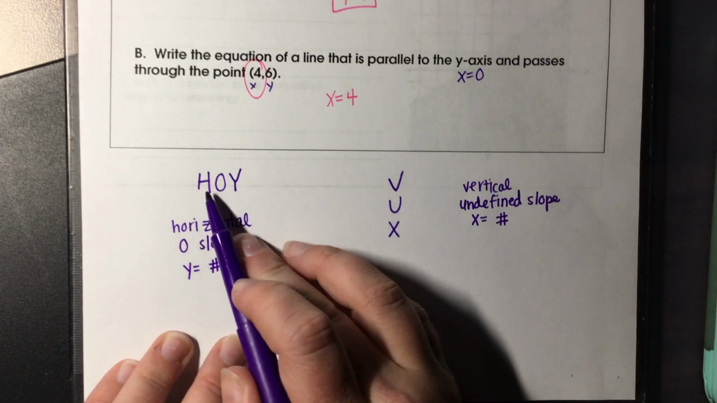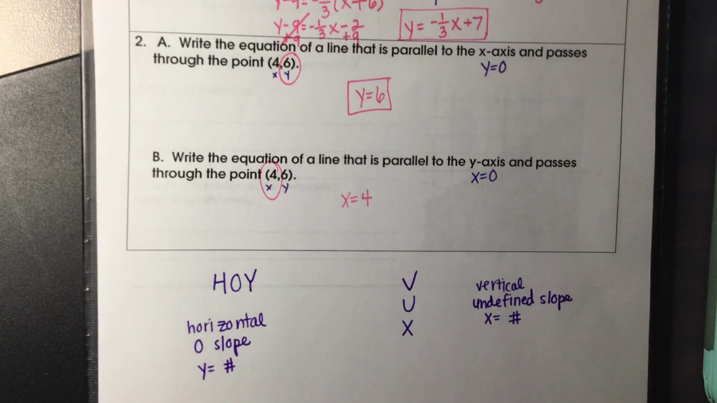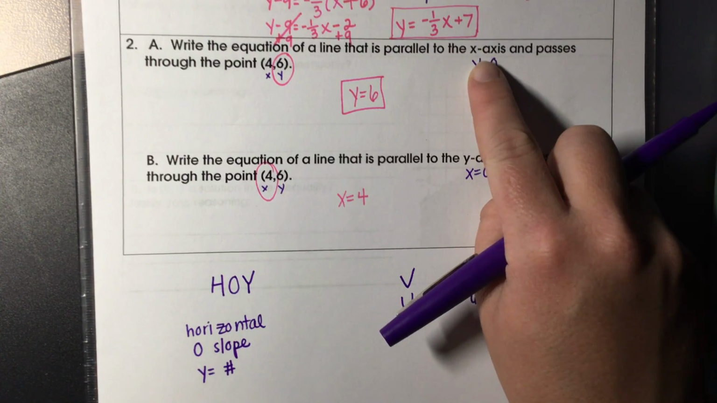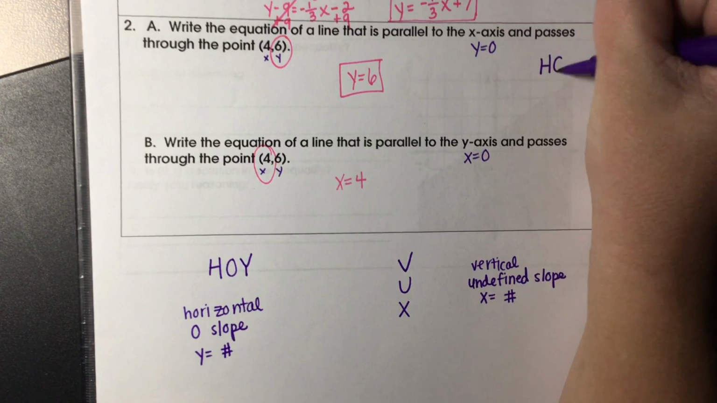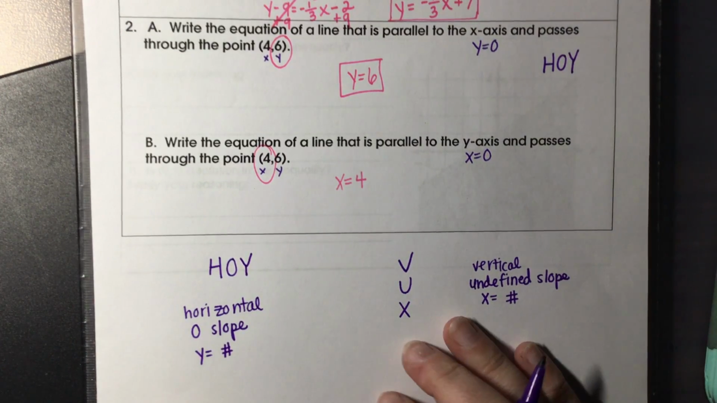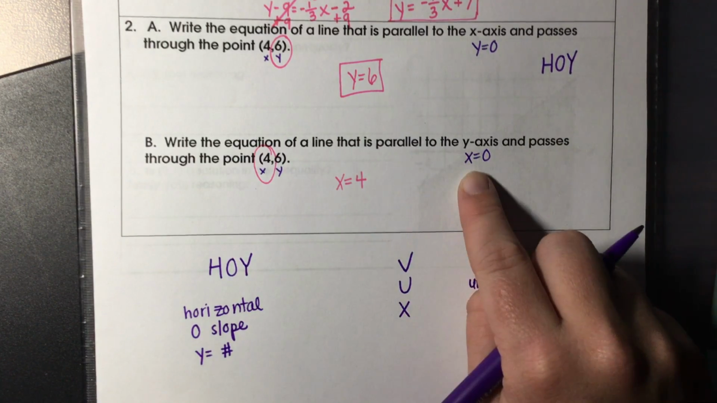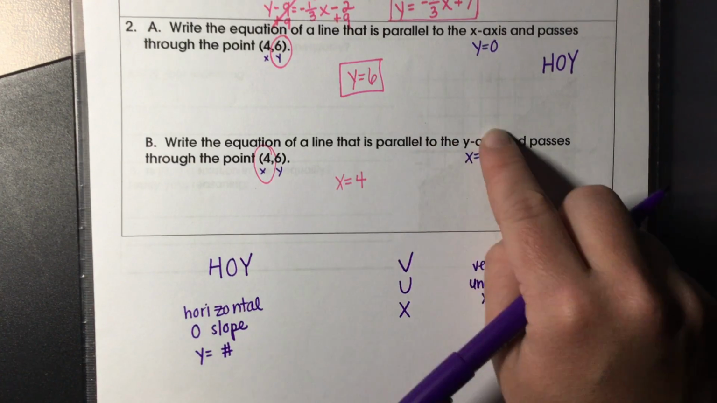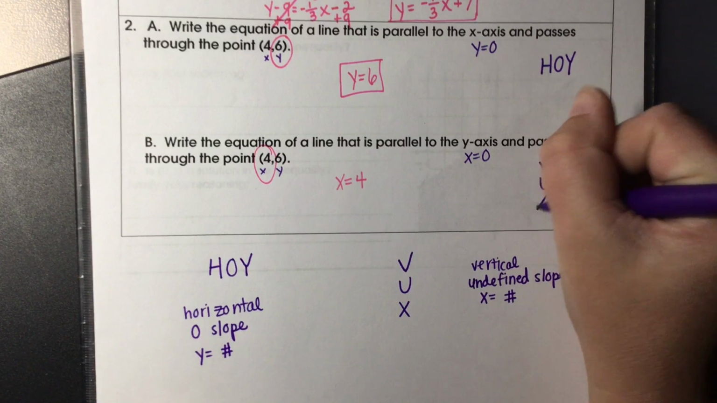So remember, when I have horizontal, I'm talking about my y values. If I look up here, I have a horizontal line, which is our x-axis. I'm now talking about y values. This is Hoy. If I'm talking about this right here, I have x equals 0, my x value. This is going to be a vertical line. My y-axis here is a vertical line, so this is going to be Vux.